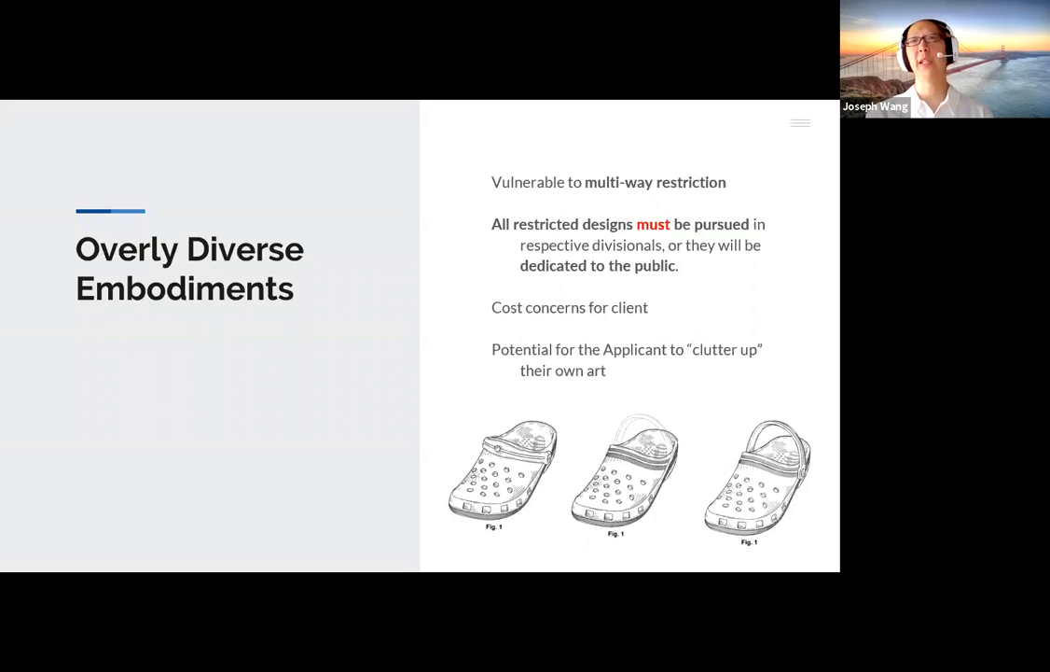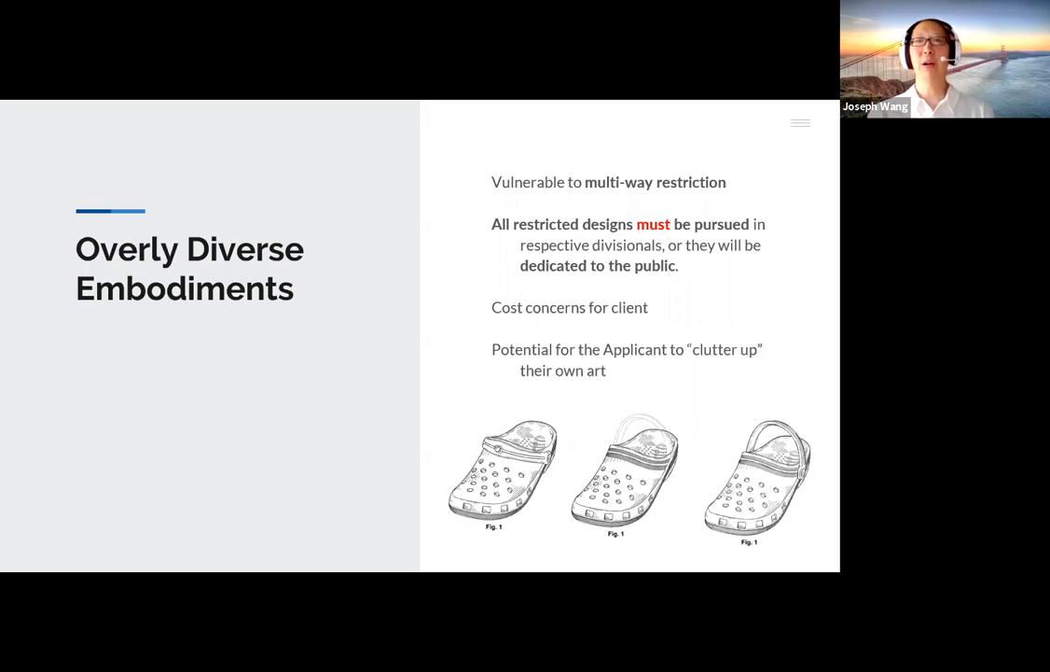So cost concerns for a client, that's why that shows up here on this side. And like Leah mentioned earlier, it works even if you had this unlimited budget. So fine, you get your design application, you get your 255 divisionals. Now there's 256 designs out there that the applicant has agreed are all different and non-obvious over each other.